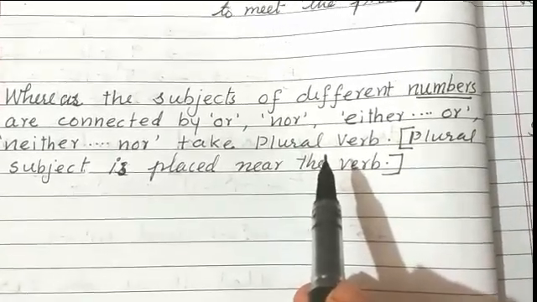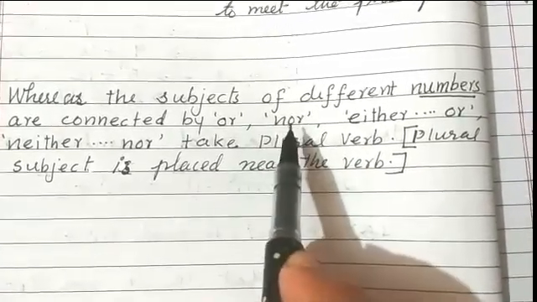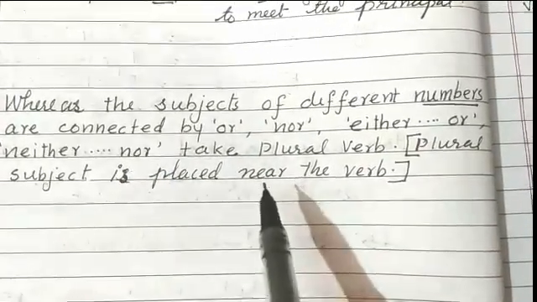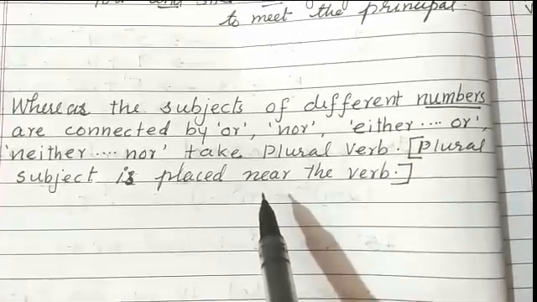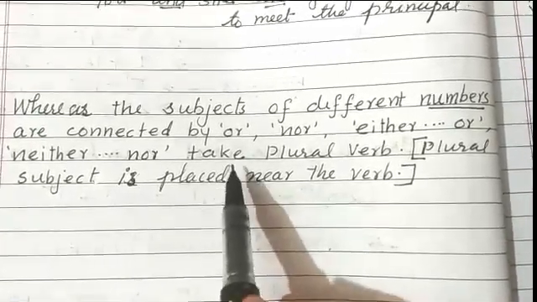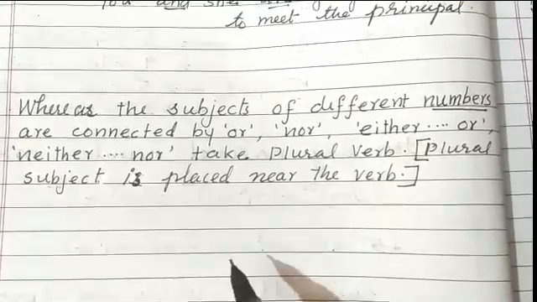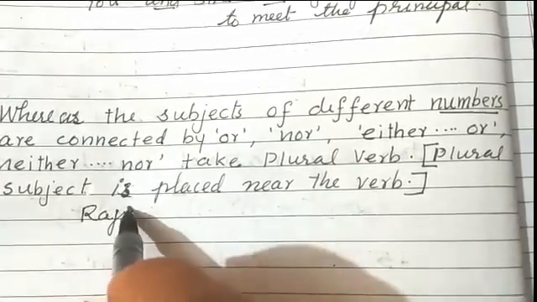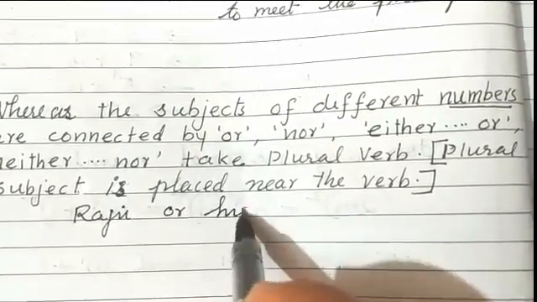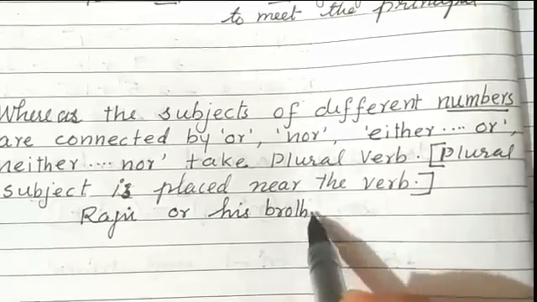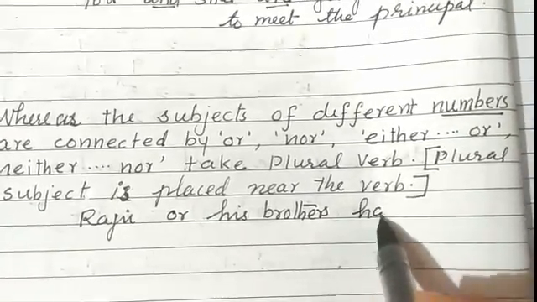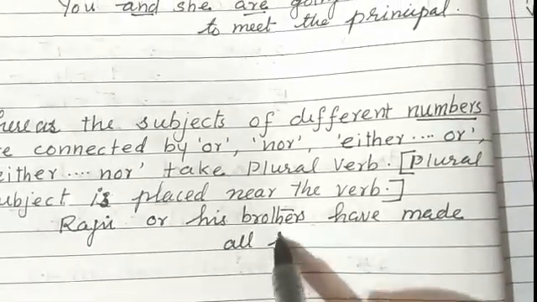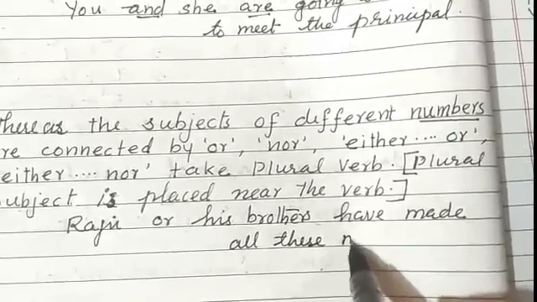When subjects of different numbers are connected by or, nor, either or, neither nor, we have to place the subject which is plural near the verb and then give a plural verb. For example, Raju or his brothers have made all these mischief.